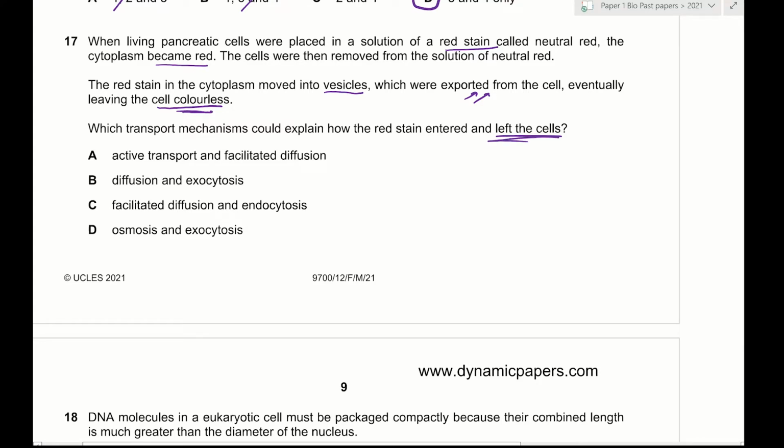Here it says that the living pancreatic cells were placed in a solution. This means that there's a high concentration gradient of red dye outside the cell. Therefore, it's going to move into the cell by normal diffusion. And here, it says that the red stain moved into vesicles. The only time the stain will go out in vesicles is during active transport or exocytosis. In this case, B is going to be the correct answer.